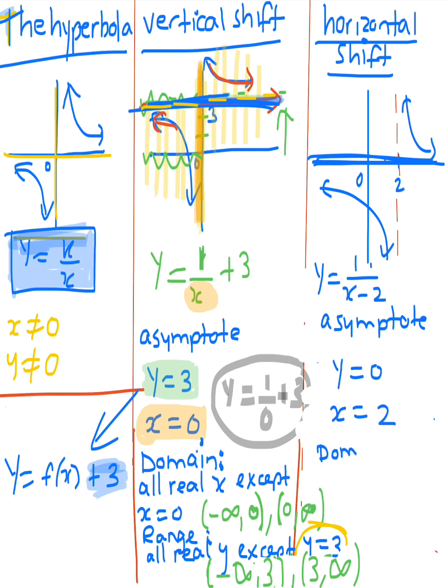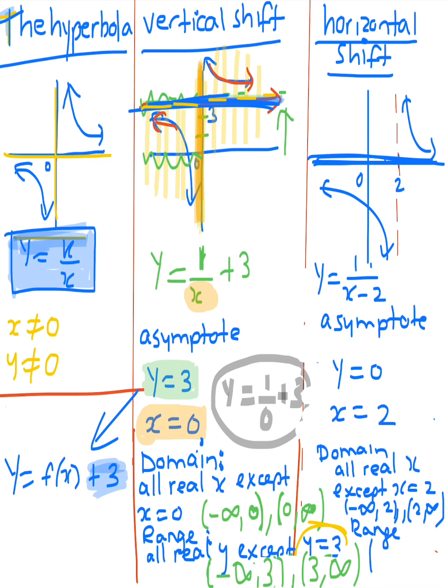And then your domain. So your domain will be all real x except x equals 2. And if you put that into interval notation, it would be minus infinity to 2, and then 2 to infinity. And if you did the range, it'll just be minus infinity to 0 and 0 to infinity. So the range pretty much stays the same.